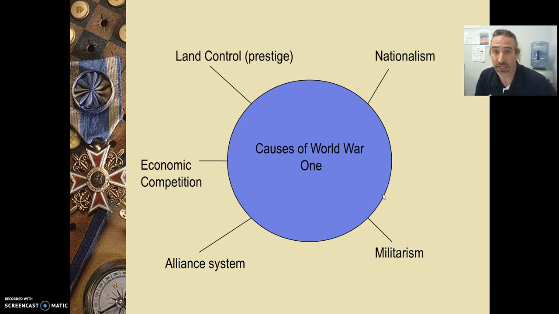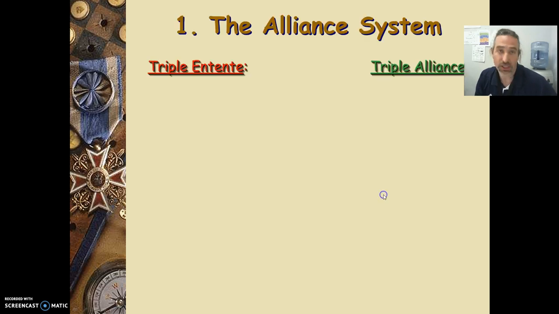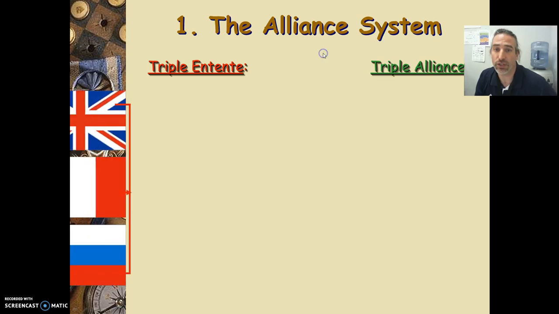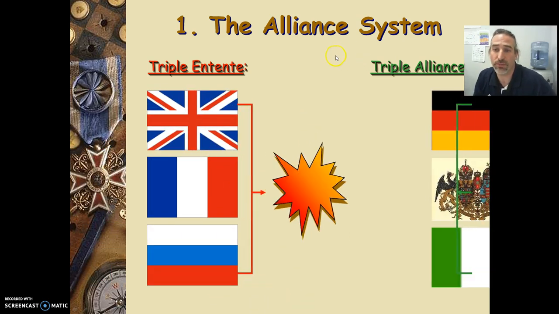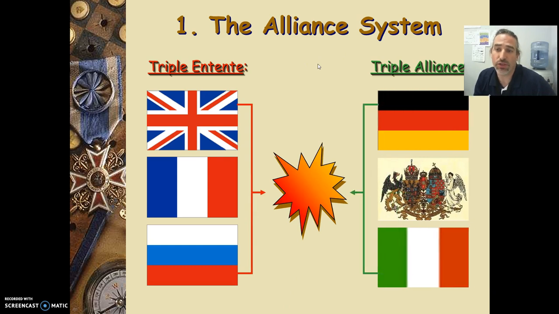So I'm going to look at these each in different ways. The first one, again, the alliance system. We see there are two major alliances that start off the war. The first one is the Triple Entente, and the second one is the Triple Alliance. And these flags going from top to bottom under the Triple Entente is Great Britain, France, and Russia. And on the Triple Alliance, it's Germany, Austria-Hungary, and Italy.